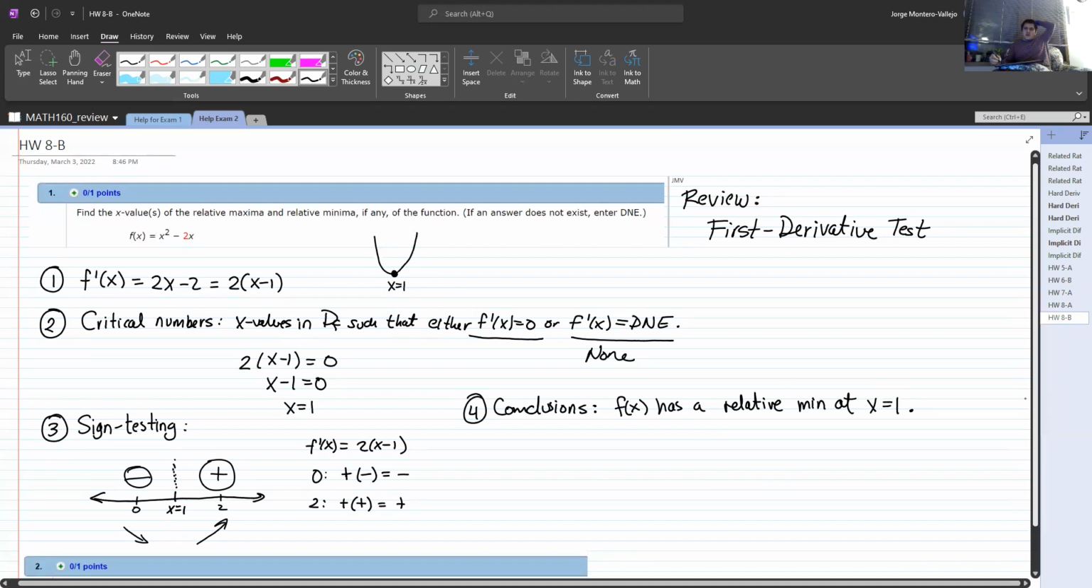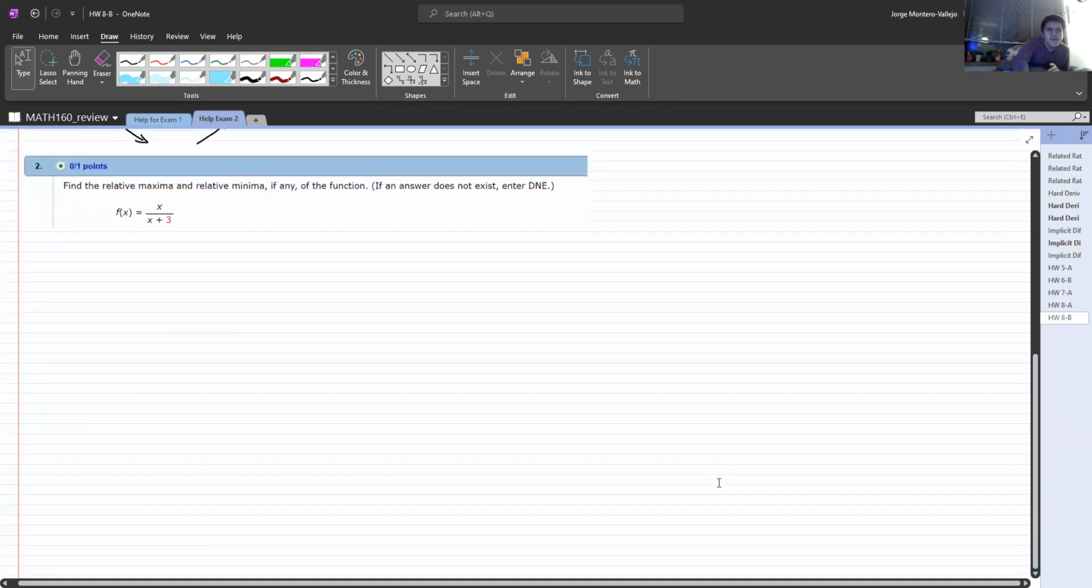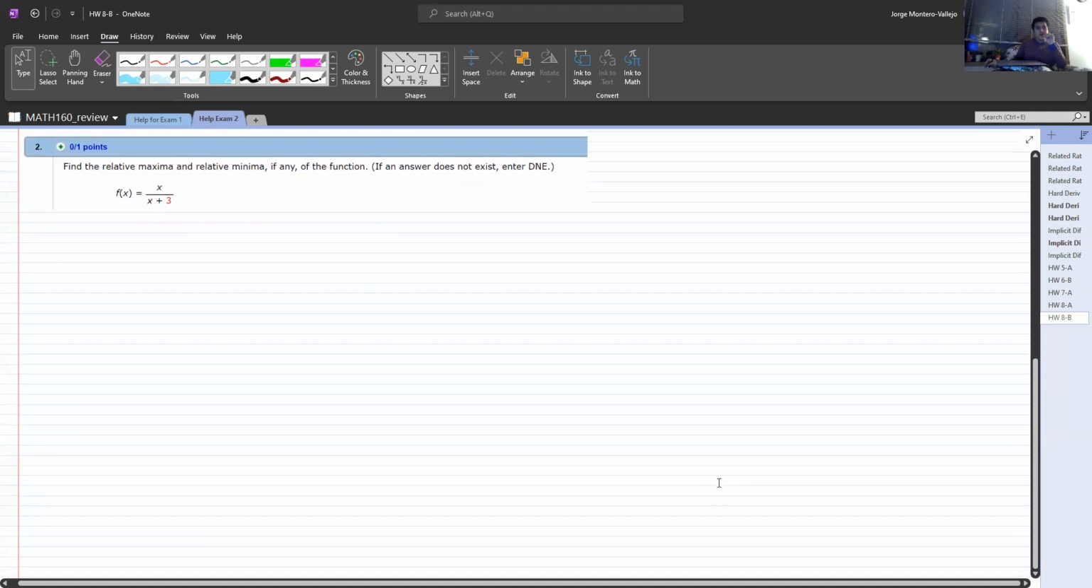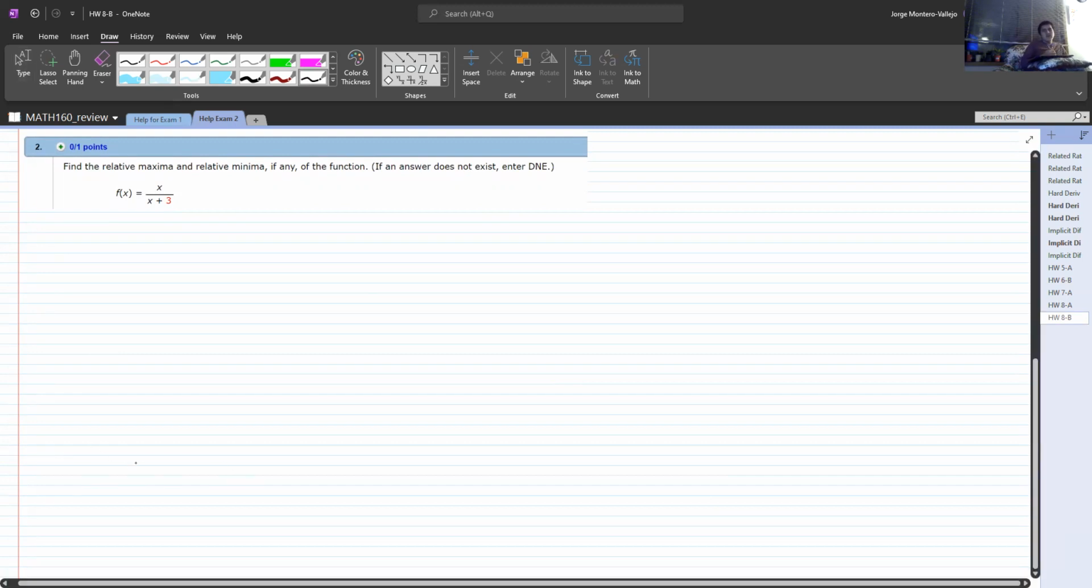All right. Okay, so let's then go ahead and do this last example. Here we need to find the relative maxima and relative minima, if any, of the function. I chose this example because this is a special case. Usually I will give a function and there will be a relative minimum or a relative maximum, or both, or many of them. Well, in this case, this function has none of them.